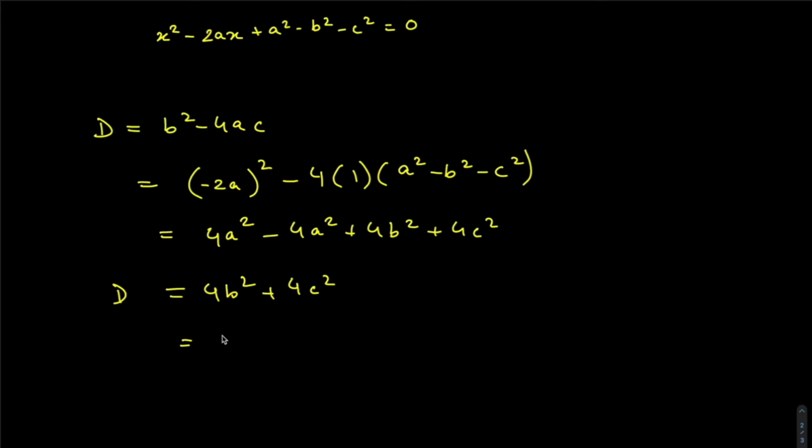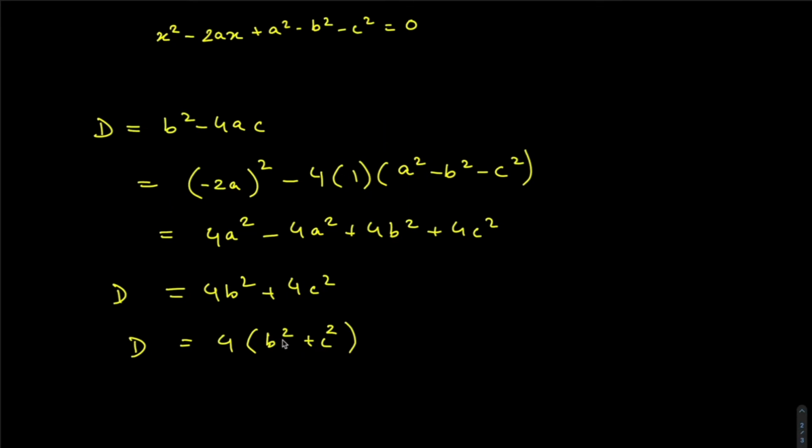Factor out the 4, I'm going to get b squared plus c squared, and I don't think I can do anything more. So what can I say after I have this? Let's look at this very closely. If it hasn't struck you, let me explain this. Ignore the 4. Let's just look at b squared plus c squared, because the 4 is a constant, we can ignore it.